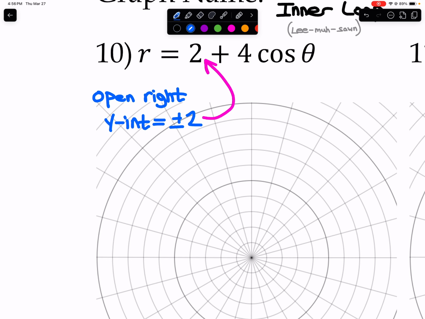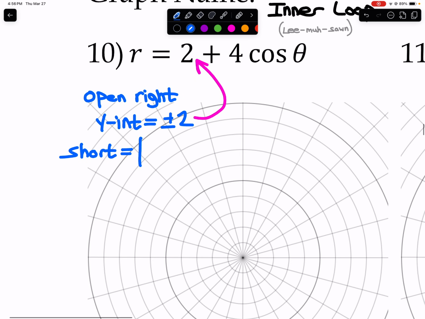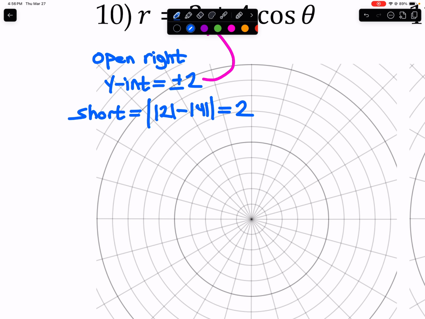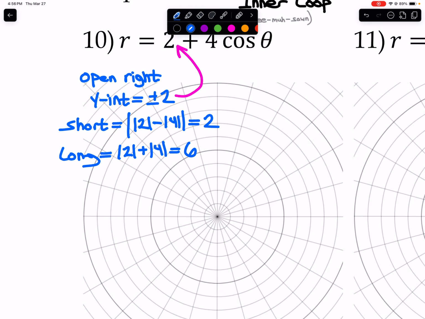And then we want to find the length of the inner loop, which is going to be our short side. So the length of the short side is going to be the difference of the absolute values. So I want the absolute value of 2 minus absolute value of 4, which is going to give you 2 minus 4, which is negative 2, absolute value of that, which is going to give you positive 2. And then for the longer side, we're going to take the absolute value of the a and b value, and then we're going to add them together. So we're going to have 2 plus 4, which is going to give you a length of 6.